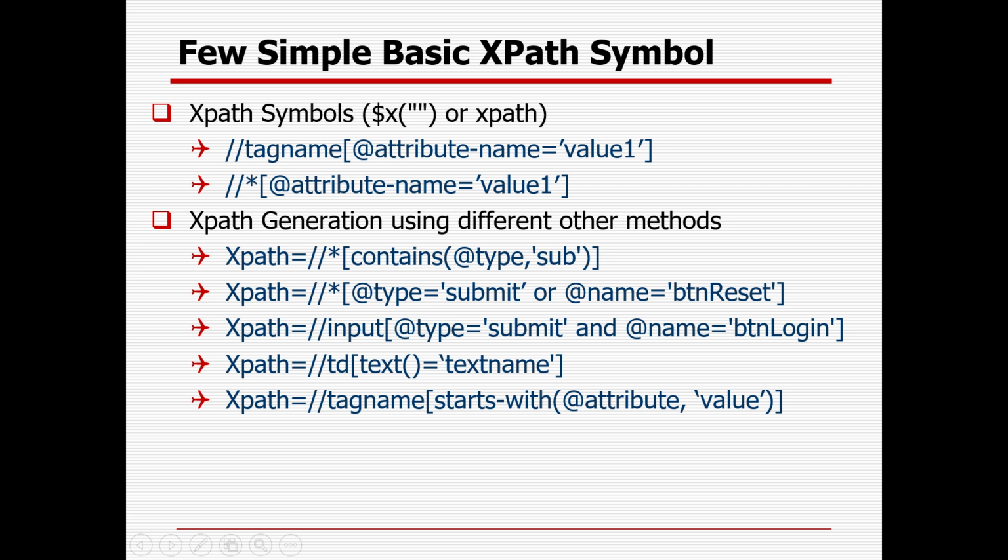Especially for the link or whenever text is available, we can use the text name part: slash tag name, third bracket, text equal to, and the text name within the first quote, and we need to end with the third bracket. After that we can use starts-with or contains as well, where we need to give the attribute and the corresponding value, the starts-with value or the contains value. So contains will work for the start-with part, the middle portion, as well as the ends-with part.